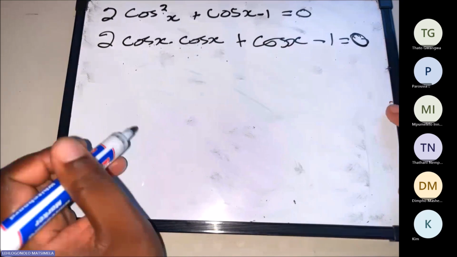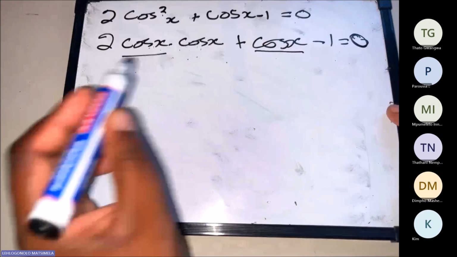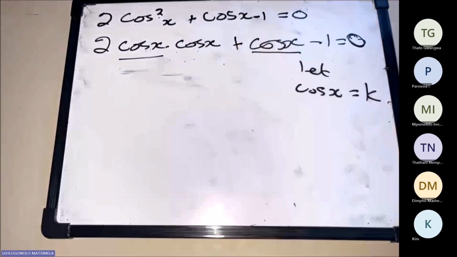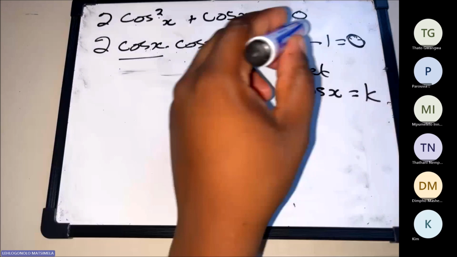So the common thing here is cos x. Instead of factorizing in the brackets, we say, let cos x equal, let's just choose any letter, letter K, which means wherever I see cos x, I will put letter K. And then I'll go back to this one. Remember, this one was just a simulation of an example, showing you how we get to the power of 2.